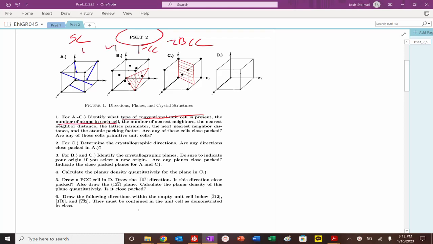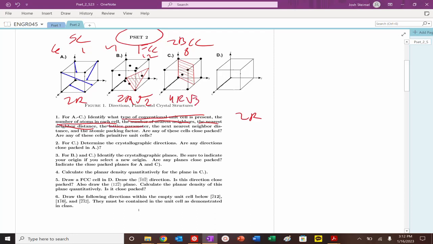Got it. Number of nearest neighbors. This will be 6. This will be 12. This will be 8. So number of nearest neighbors, boom. Nearest neighbor distance is always 2r. Got that. Lattice parameter. So this is 2r here. This is 2r square root 2. This is 4r over square root of 3 for my lattice parameter.